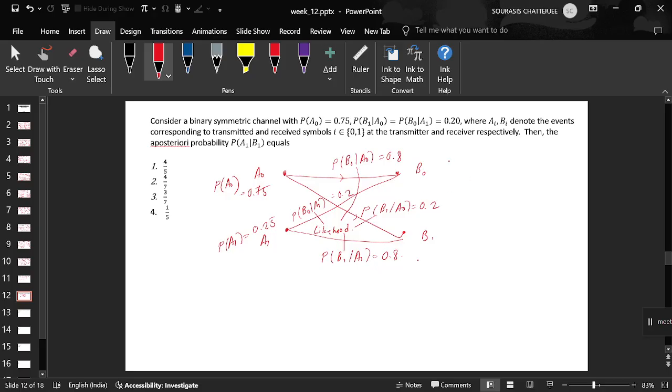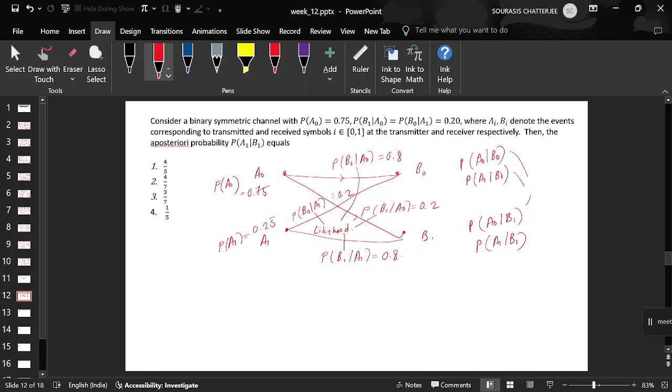And then on the receiver side we have the a posteriori probabilities, that after the observation is made, you know whether b naught or b1 is received. Now you want to compute the probability that a naught is transmitted. So for b naught there are two chances: probability of a naught given b naught, and probability of a1 given b naught. Similarly for b1 there are two chances: probability of a naught being transmitted given b1 is received, and probability of a1 being transmitted given b1 is received.